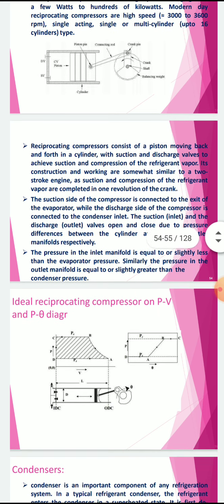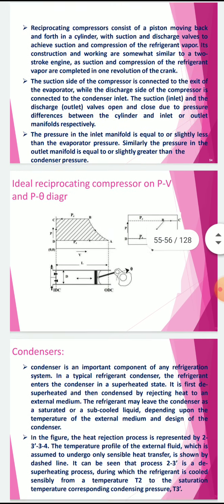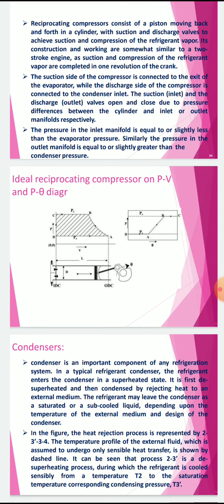Now, the ideal reciprocating compressor on the PV and P-theta diagram. A to B is compression. B to C is gas outlet. C to D is pressure decrease, pressure drop, and D to A again is inlet suction.